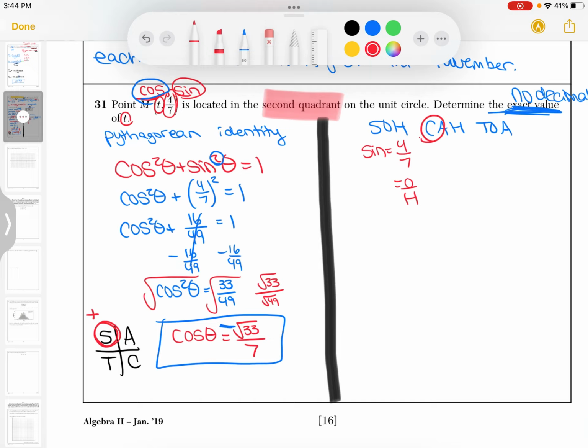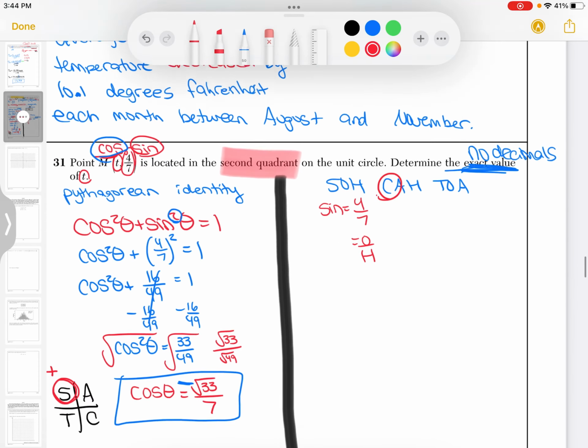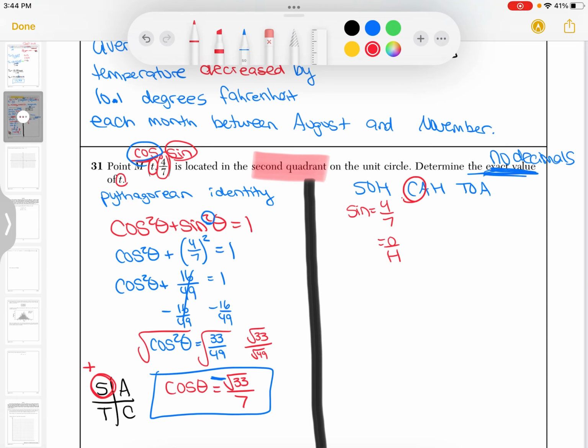If you like that method, great. If not, here we go. I almost said sen, castan. I don't know. So, ka, toa. Sorry, a little sleepy. Again, the reason I knew I could use SOHCAHTOA for this is because sine was given as a fraction, so I know that it's opposite over hypotenuse.